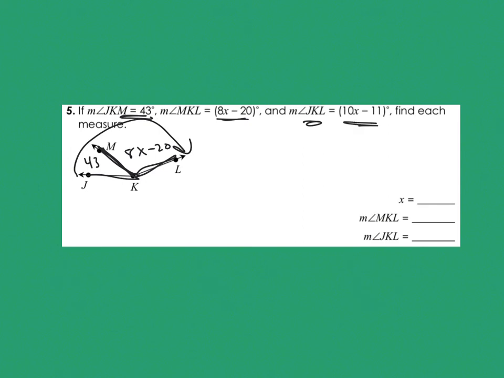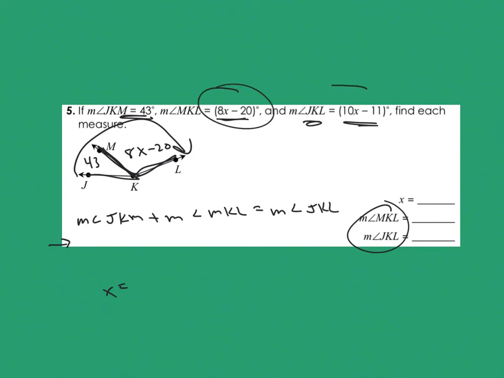So first of all, you want to come across and say that the measure of angle JKM plus the measure of angle MKL is equal to the measure of the large one. So that's angle JKL. Now substitute, combine like terms, solve for x, and then don't forget to go ahead and finish up and give the measure of MKL and the measure of JKL. That's the only two that they asked for. Remember that 43 was already given for the other angle, and you're all set. Good luck.